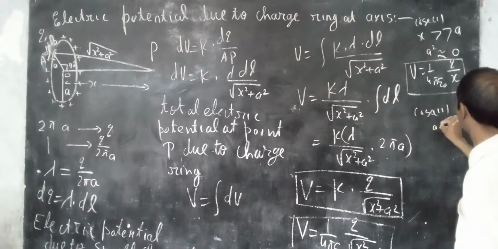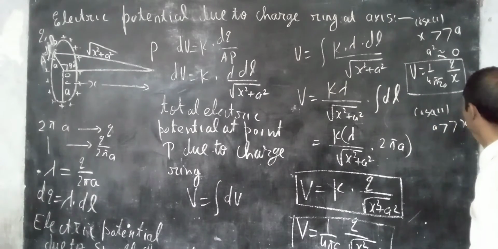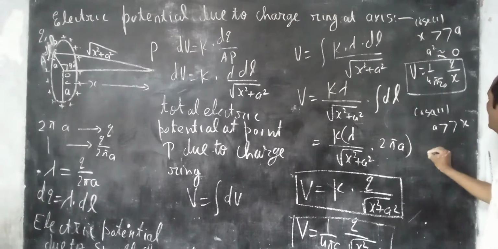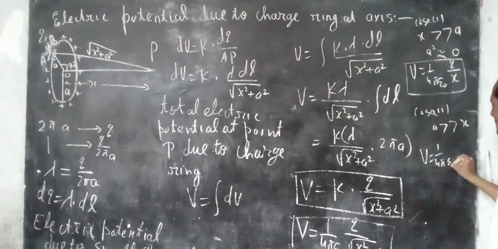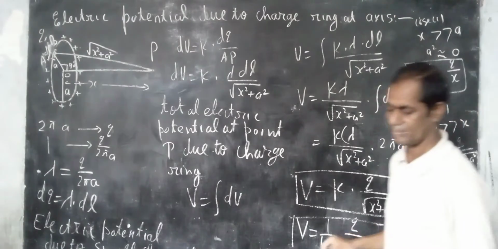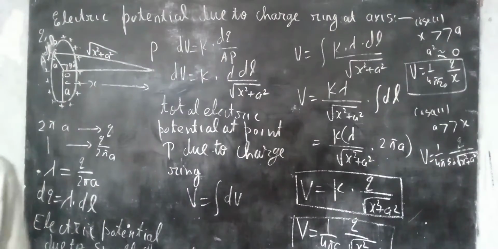Case 2: if a is greater than x, then your potential will be 1 upon 4 pi epsilon naught q upon root of x square plus a square. So this is the potential due to the charged ring.